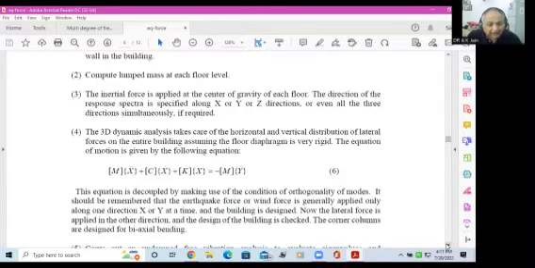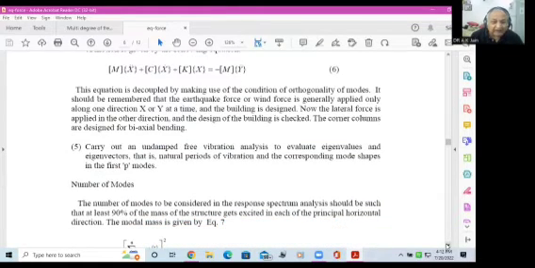The 3D dynamic analysis takes care of the horizontal and vertical distribution of the lateral forces on the entire building, assuming that the floor diaphragm is very rigid. The equation of motion is given by this equation, and we have already seen how to simplify it and obtain the eigenvalues, that is frequencies and mode shapes. That part I discussed earlier. So we carry out an undamped free vibration analysis to evaluate eigenvalues and eigenvectors, that is natural periods or natural frequencies of vibration and corresponding mode shapes in the first P modes.